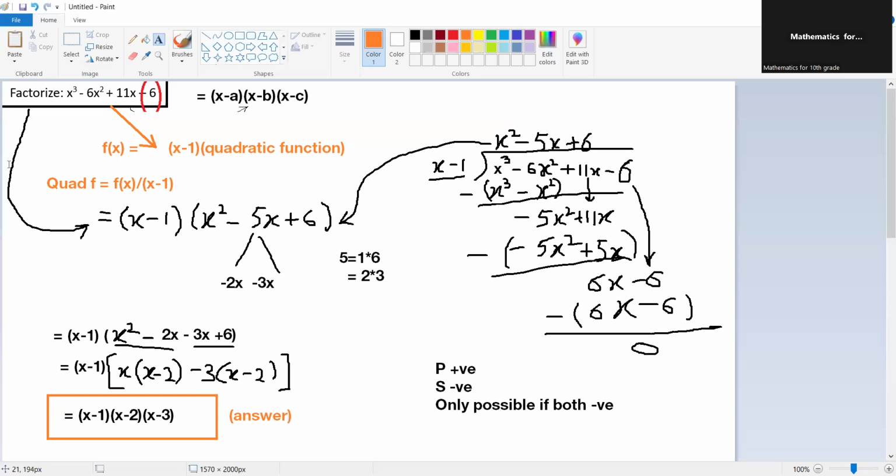So this is how we factorize a cubic function. We find one factor using trial and error, in which we focus on the constant term and find its factors. Once we get the first factor, x minus a, using trial and error, we divide this cubic function using that factor and get the quadratic quotient. And this quadratic quotient we further factorize into two linear factors. This is how we do it.